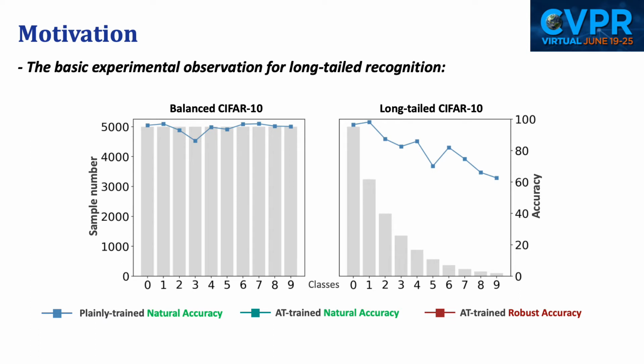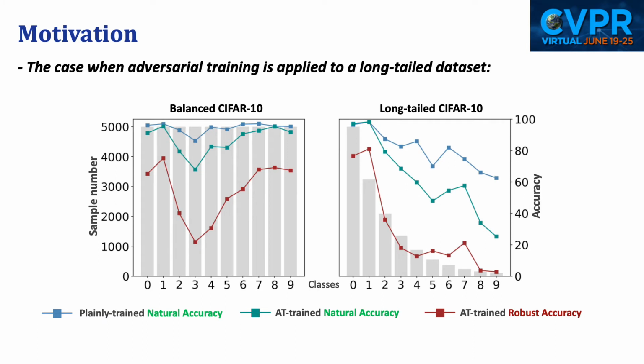Let's start from the baseline experiments. Plain models without defense provide the results shown here. For a long-tailed version of CIFAR 10, the natural accuracy decreases from head to tail. When adversarial training is applied, the natural accuracy for both datasets drops to some extent, and both natural and robust accuracy observe a sharper decline for the tail classes in the right. And the overall performance is far from being desirable.